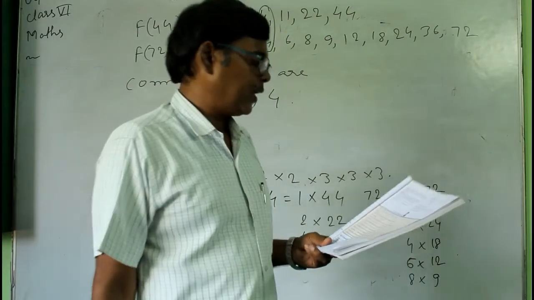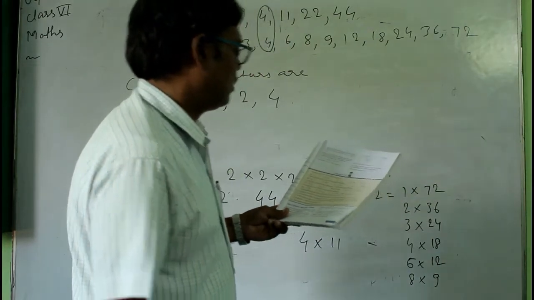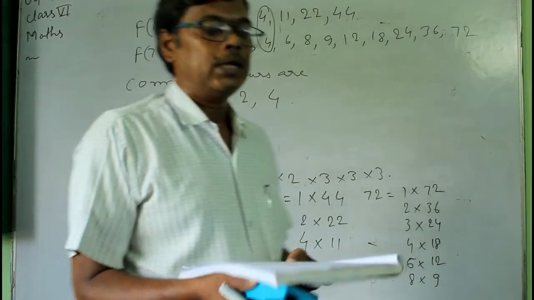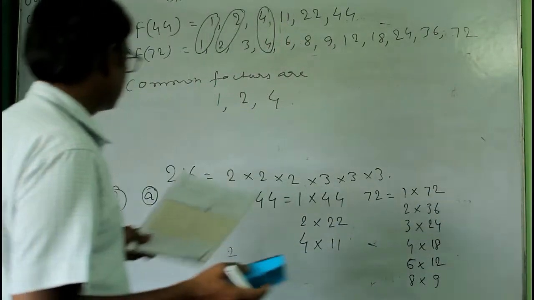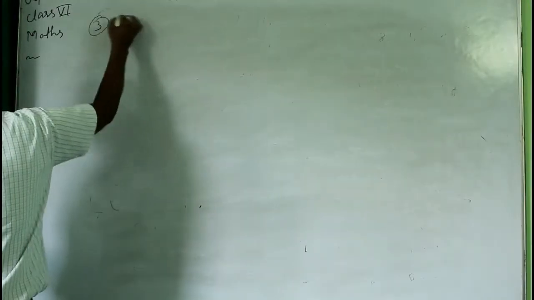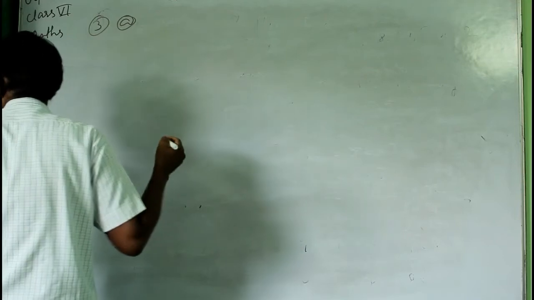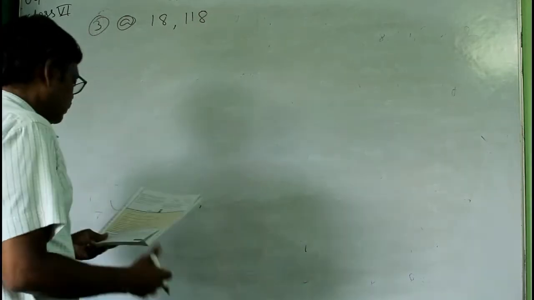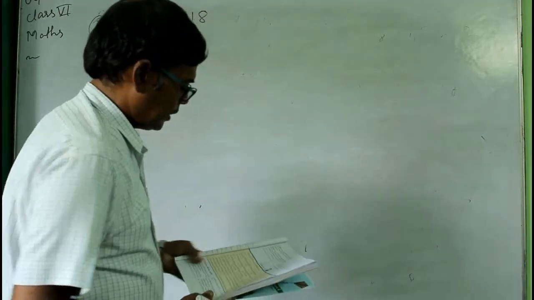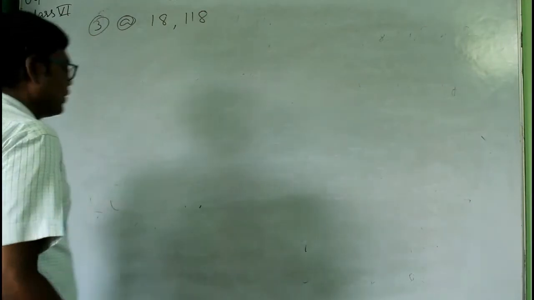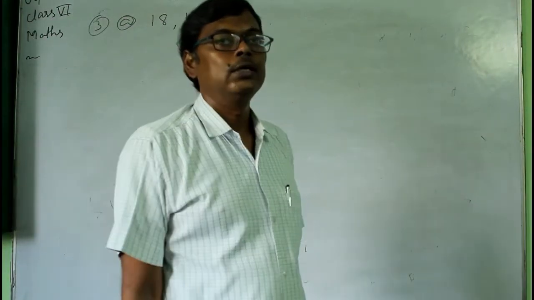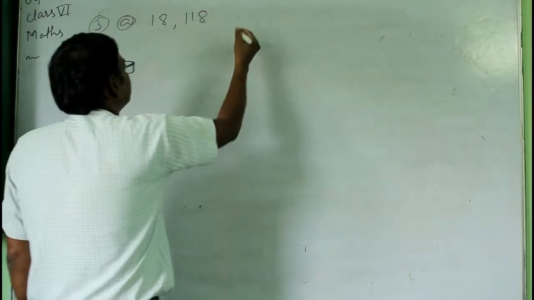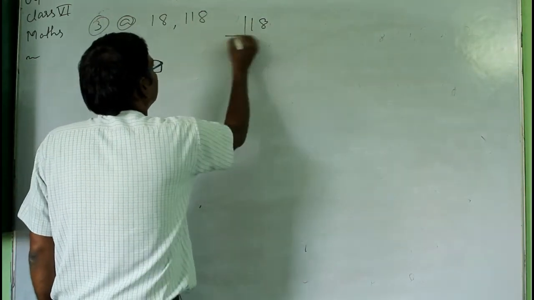Now question number 3. Find the HCF of the following numbers using the prime factorization method. We have to find the HCF by using the prime factorization method. So first question A. In this the numbers are 18 and 118. These are the two numbers, and we have to find the HCF. What is the meaning of HCF? HCF is the highest common factor. So first find the PF of 18, that is the prime factorization of 18.